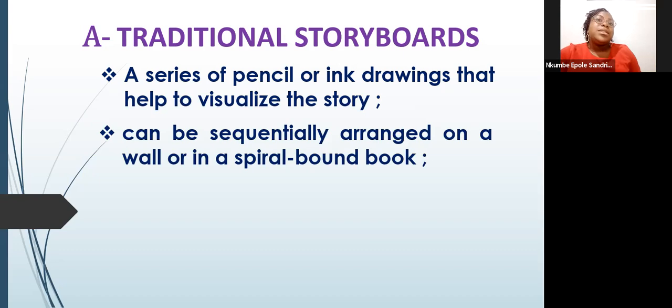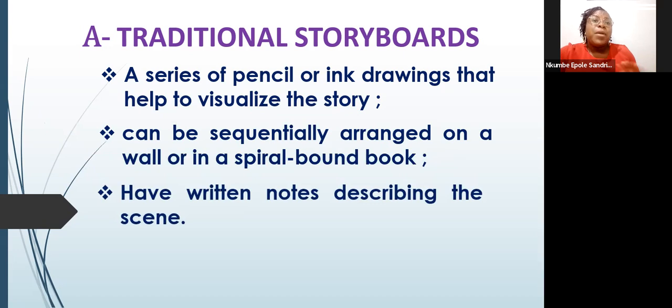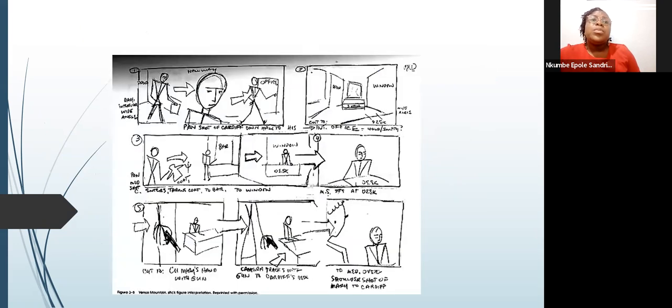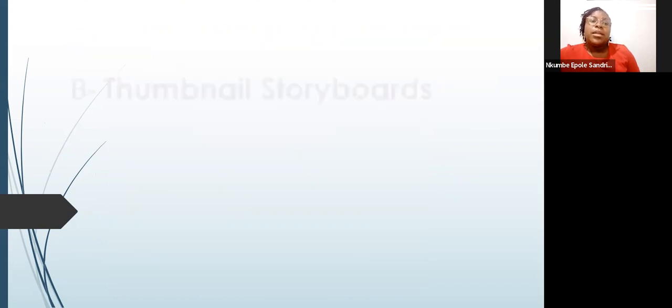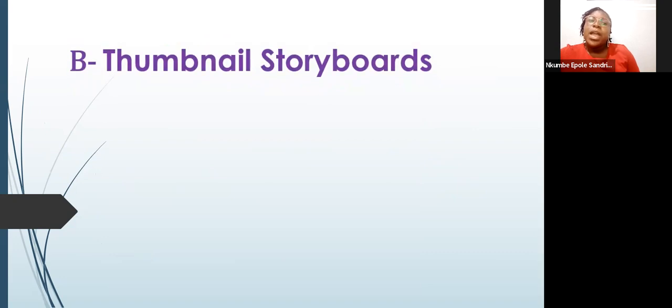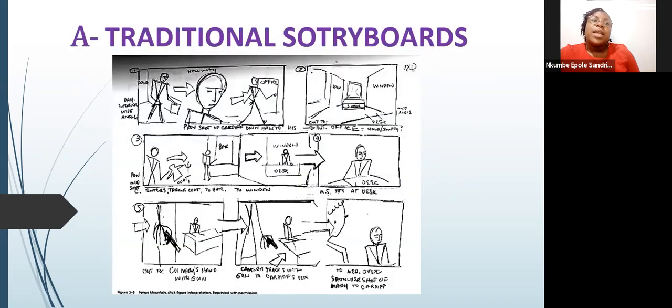They can be sequentially arranged on the wall or in a book using a spiral bound. Many traditional storyboards also have written notes which describe what happens at each scene. It can also be edited. Traditional storyboards can be simple and complex. We have an example of a traditional storyboard as is presented in this image below.